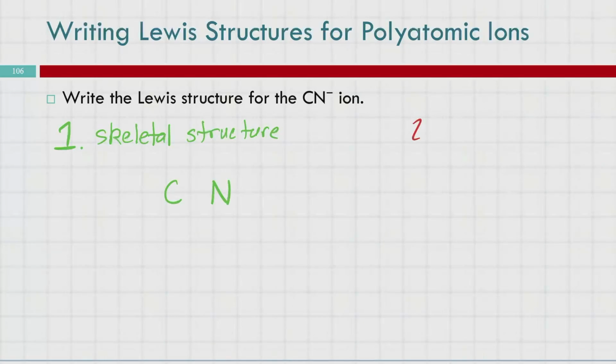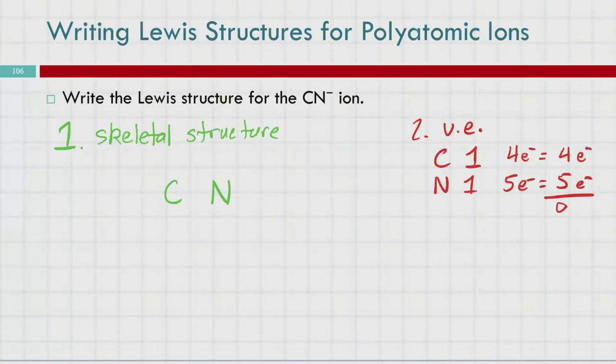We also need the valence electrons. For carbon, we've got 1. For nitrogen, we've also got 1. How many valence electrons does carbon have? 4 valence electrons. How many valence electrons does nitrogen have? 5. So we've got 4 electrons plus 5 electrons for a total of 9 electrons. Now here's the thing.